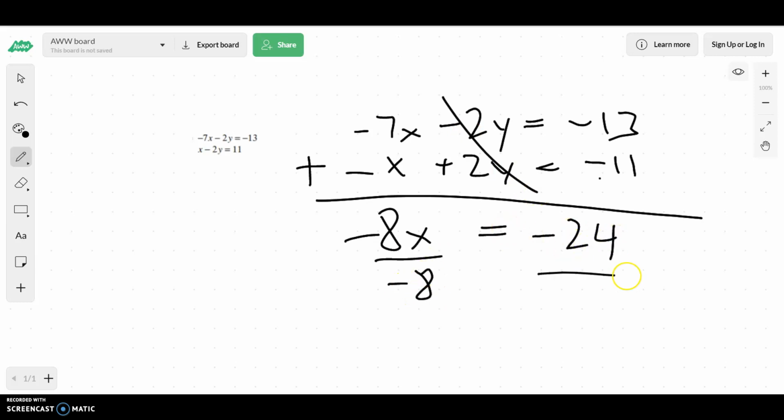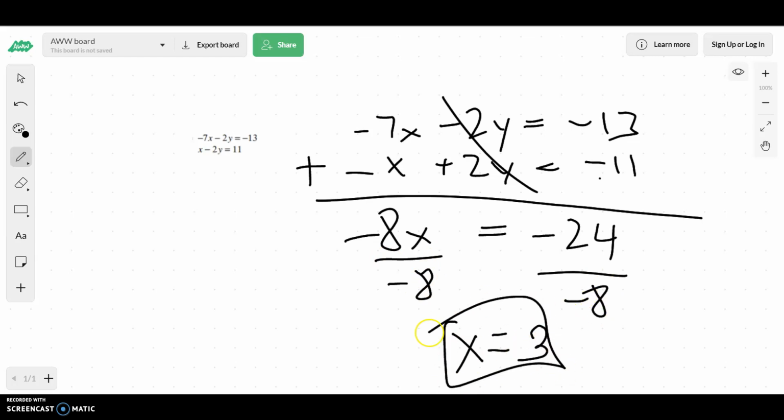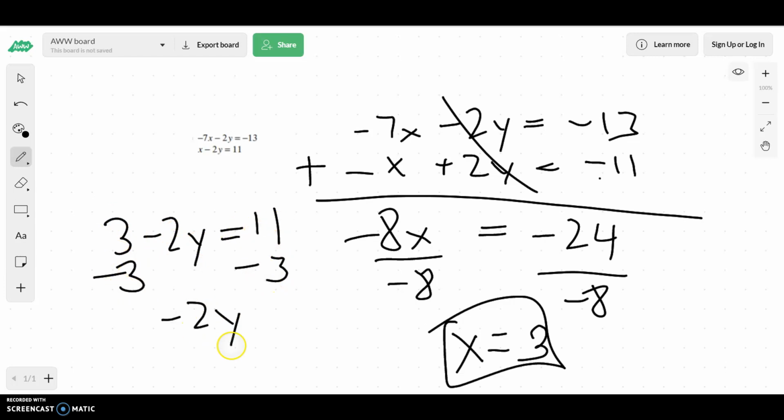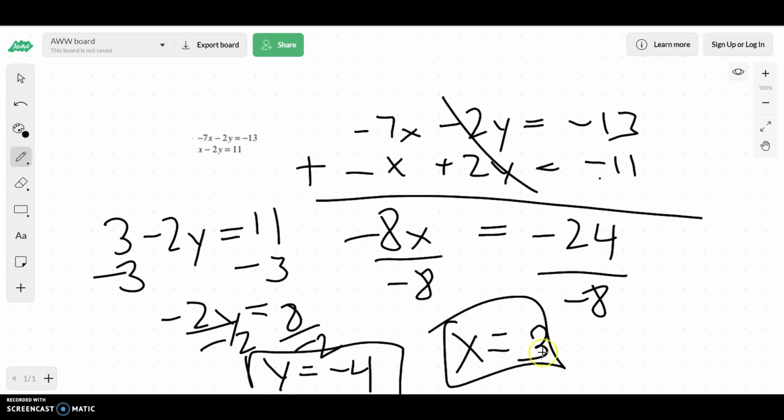I'll divide by negative 8, divide by negative 8. X will give me 3. Well, now that I have x is equal to 3, I can plug it back in for one of these things. So 3 minus 2y equals 11. Subtract 3, get negative 2y equals 8. Divide by negative 2, divide by negative 2. Y would give me negative 4. So those would be my two answers, 3 and negative 4.